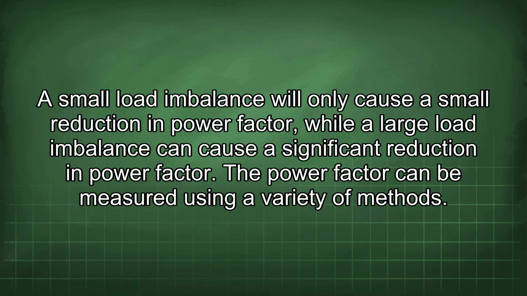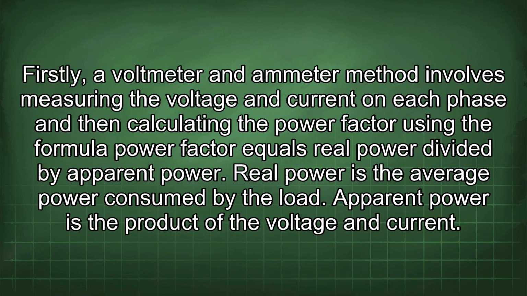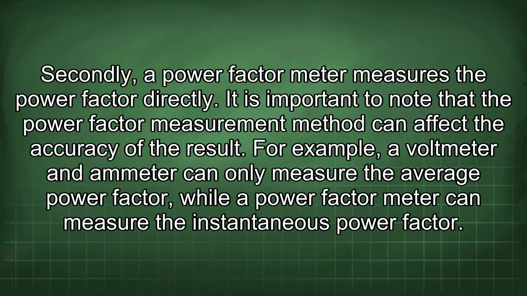The power factor can be measured using a variety of methods. Firstly, a voltmeter and ammeter method involves measuring the voltage and current on each phase and then calculating the power factor using the formula power factor equals real power divided by apparent power. Real power is the average power consumed by the load. Apparent power is the product of the voltage and current. Secondly, a power factor meter measures the power factor directly.